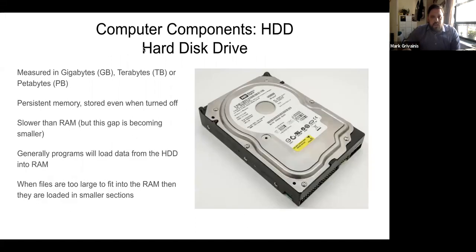The next thing that we're going to look at is the hard disk drive. So this is another form of storage like RAM. This is also measured in gigabytes, but it is generally much larger than RAM. So we can get terabytes or even petabytes worth of data on a hard drive. This is persistent memory. It is stored even when the power to your computer is turned off.